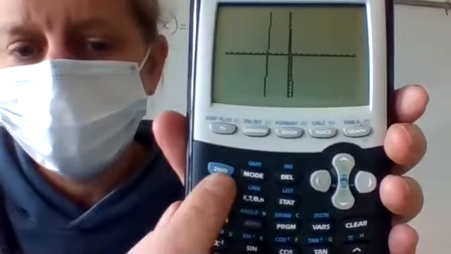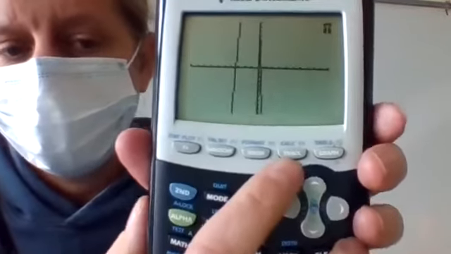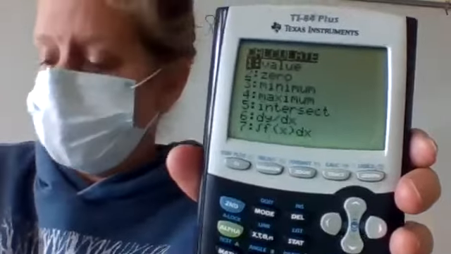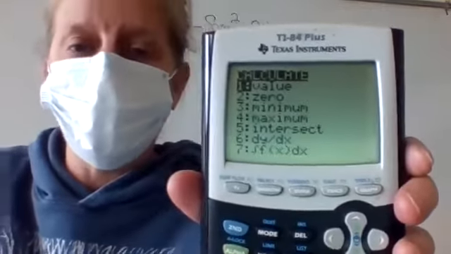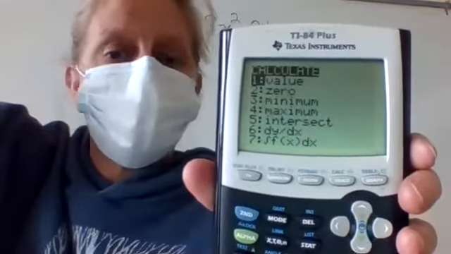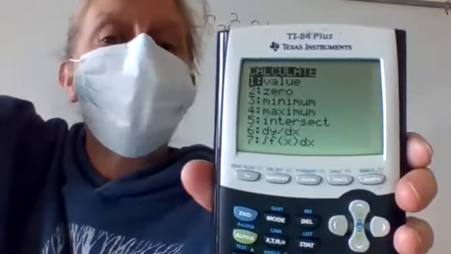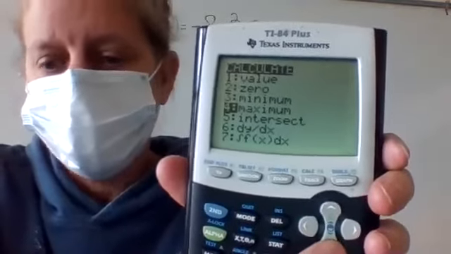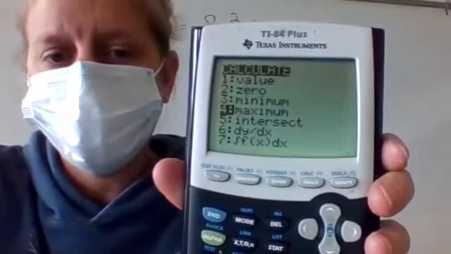So second, then hit your trace button to get up to the calc function. So this one is an upside down parabola, which means its vertex is the top or the maximum, right? So go down to number 4 to find its maximum.